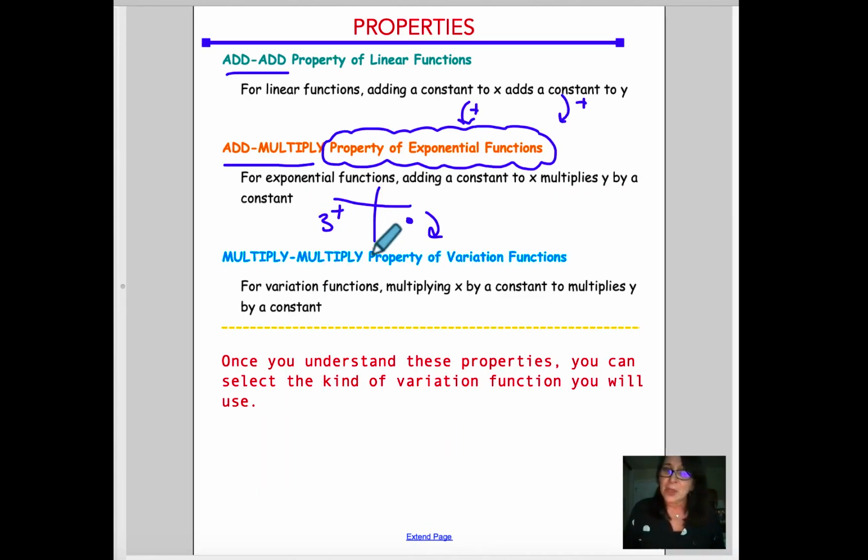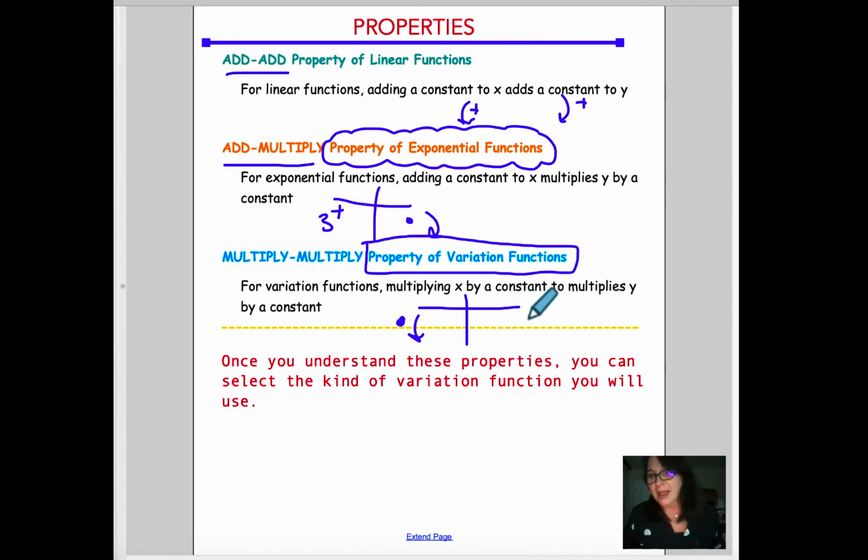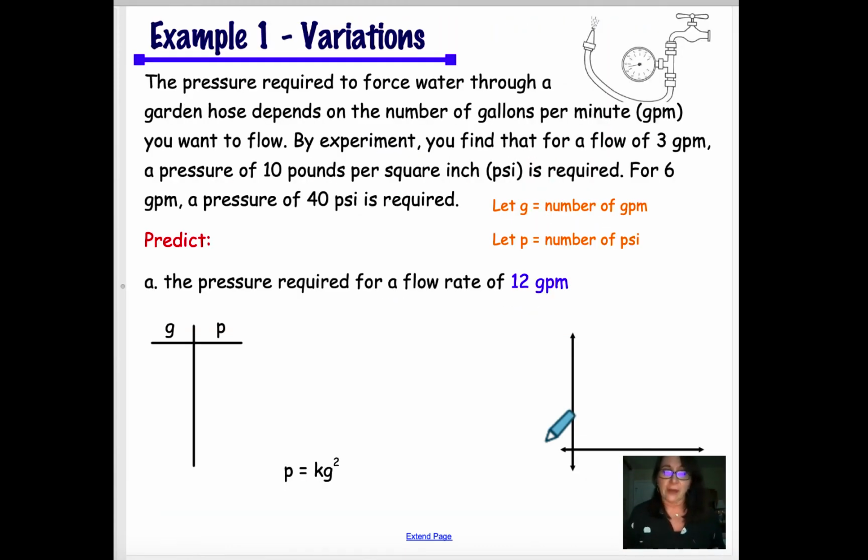Now for today, we are doing the property of variations, and this is the multiply property. So multiplying x by a constant, some value here, multiplies this side here by that value, whether that's squared, or cubed, or whatever. It could also be an inverse, depending on what the question is. Once you have a grasp of these concepts, then you can definitely do the variation functions. So we're going to start off with just an example.